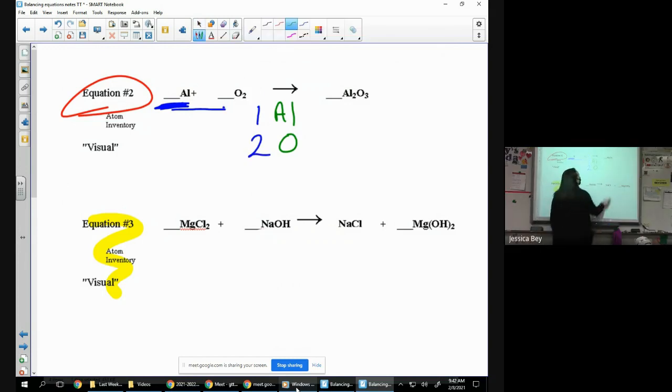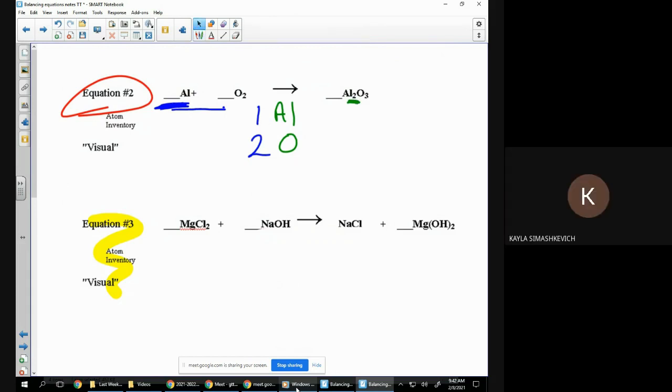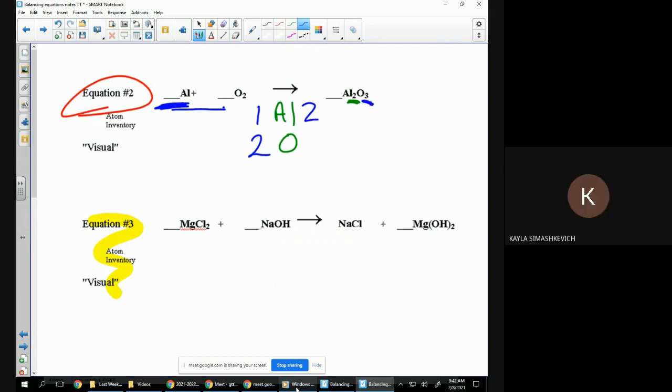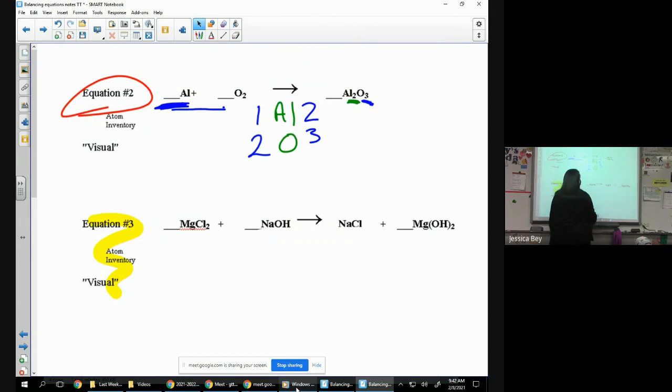How many aluminums am I ending up with? This number here. 2. Yep. And how many oxygens am I ending up with? 3. You got it. Now, it's easy to make a mistake. Let's go ahead and make a mistake. That's fine. Let's do our aluminums first.